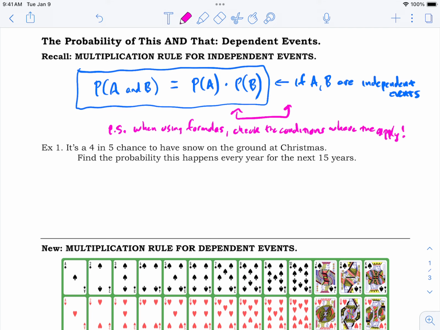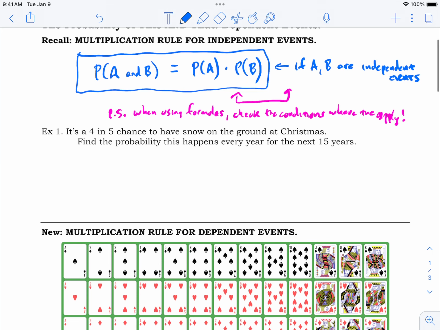That's the idea. So it's not going to be so important today maybe, but it will be important as we move forward. So just be aware of, there's conditions on this formula technically. A and B should be independent events. Okay. So here's just an example, and this is stuff we were doing last time again, so it should be a nice review.